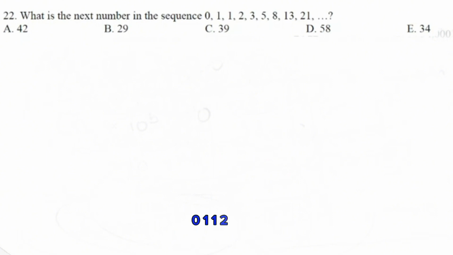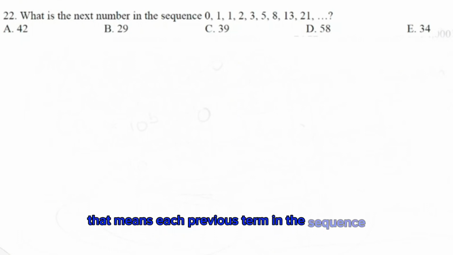0, 1, 1, 2, 3, 5, 8, 13, 21. Alright, so this is a famous sequence called the Fibonacci sequence. That means each previous term in the sequence is added to the current term. So what that means is 0 plus 1 equals 1. Then 1 plus 1 equals 2. Then 1 plus 2 equals 3, and so on and so on.